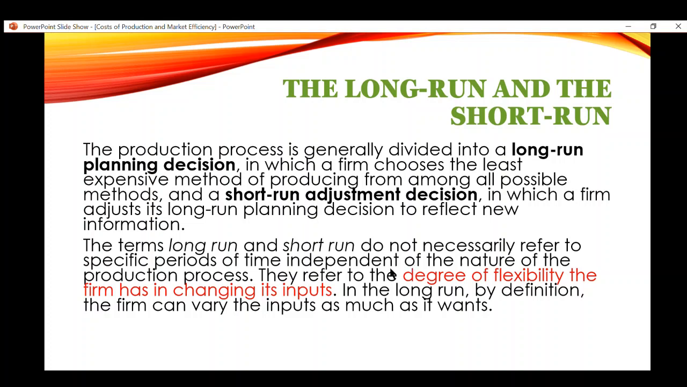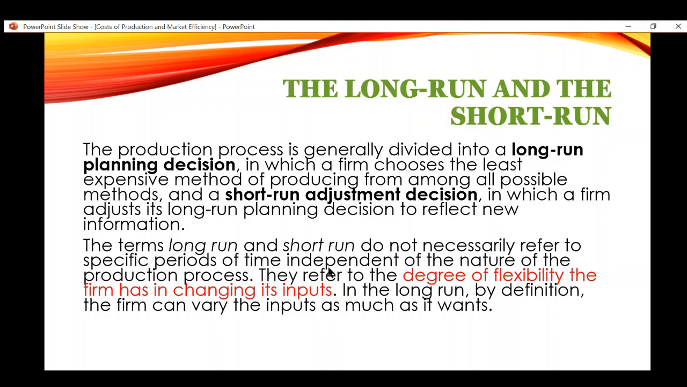So again, sa akong gi-mention ganiha, wala tay matawag nga uniform nga matawag nato nga mao ni ang short run period ug mao gini siya ang long run period kay depende na siya sa kumpanya, depende siya sa production. So they refer to the degree of flexibility the firm has in changing its input.